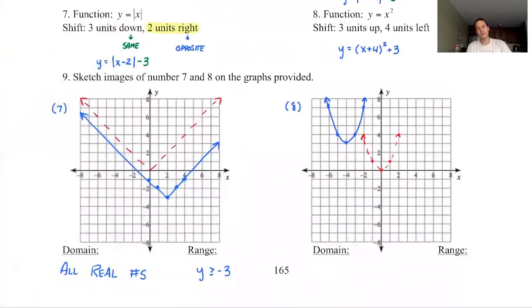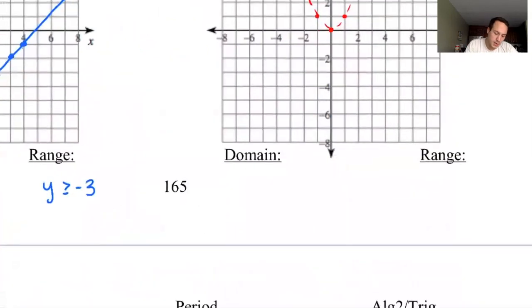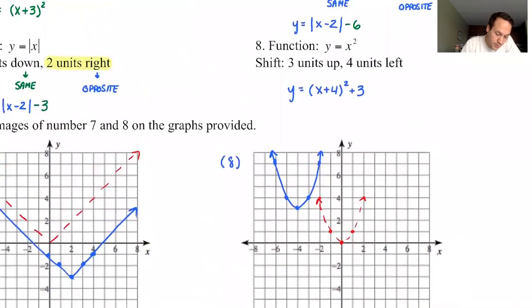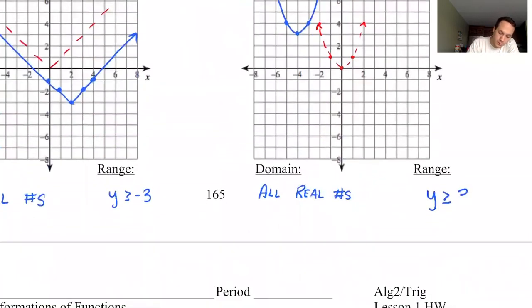Okay, so again, just like I said before, your domain is all real numbers. That will not change just because you moved it left or right. You have no fraction, you have no radical, so it's still not going to affect it at all. Your range, however, it was y is greater than or equal to 0. Now I shifted up 3, so this is going to be y is greater than or equal to 3.